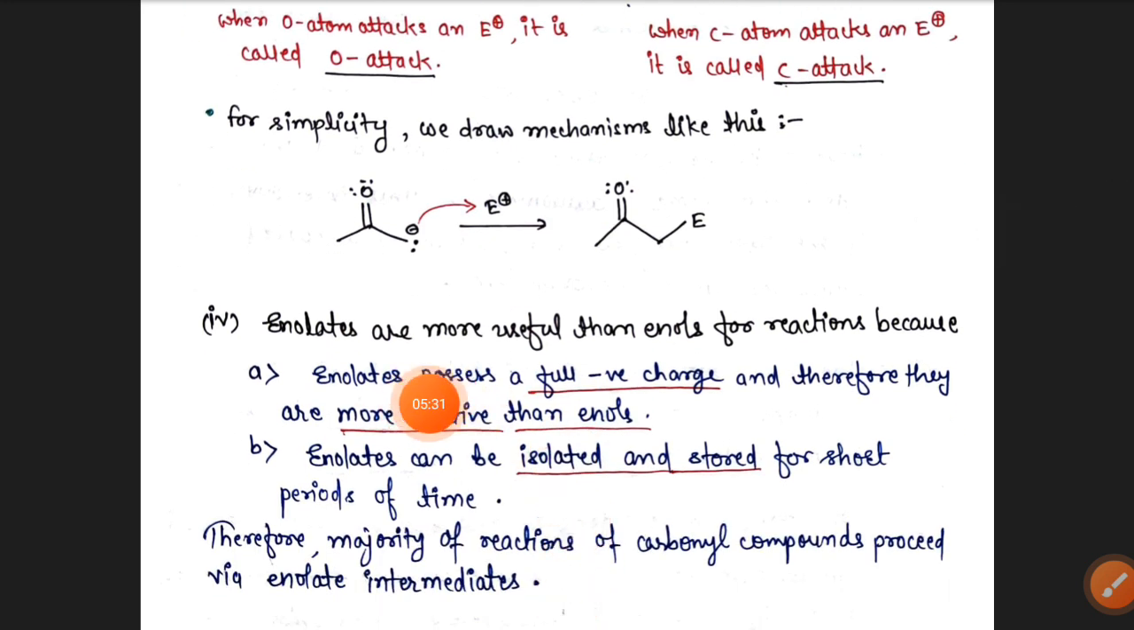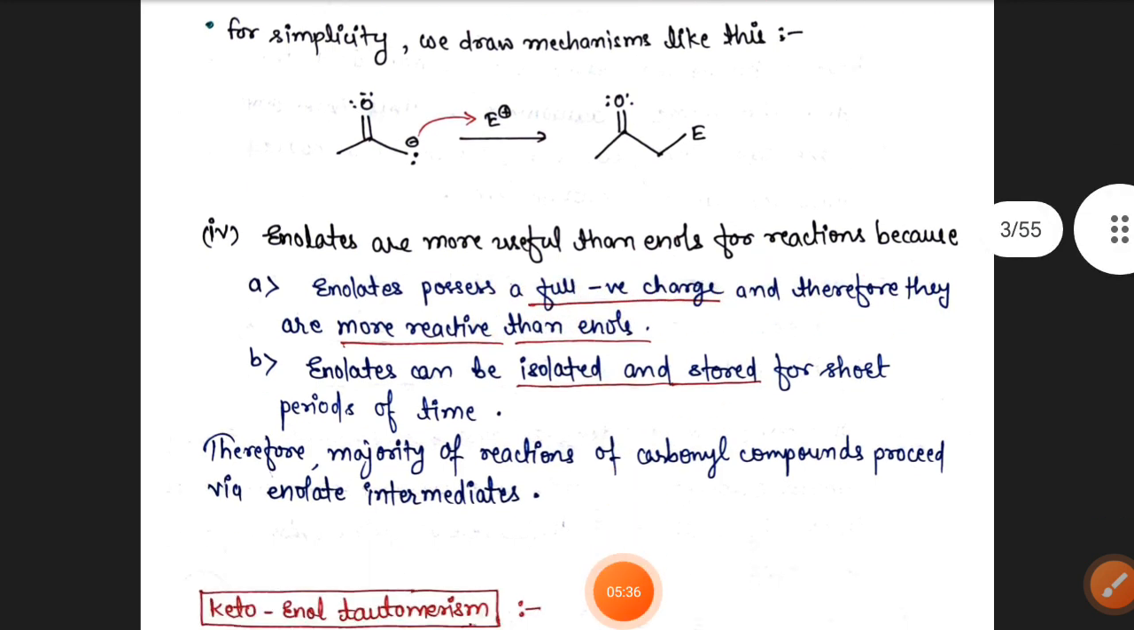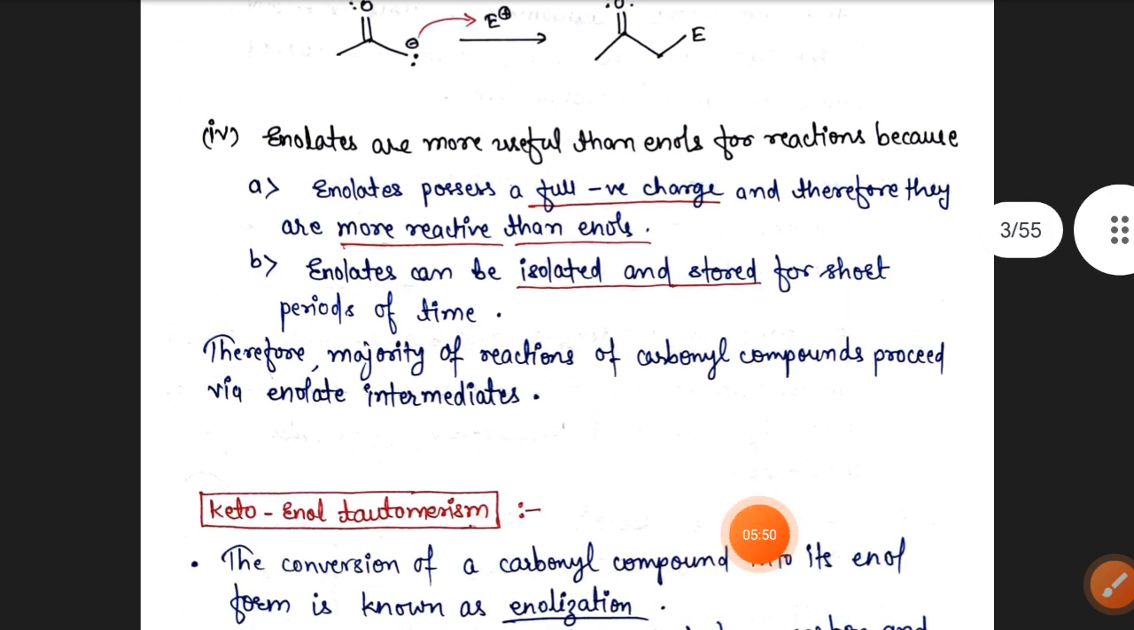Next, enolates are more useful than enols for reactions. First, enolates possess a full negative charge, and therefore they are more stable and more reactive than enols. Secondly, enolates can be isolated and stored for periods of time. Therefore, the majority of reactions of carbonyl groups proceed via enolate intermediates. These are the reasons why enolates are more useful than enols.